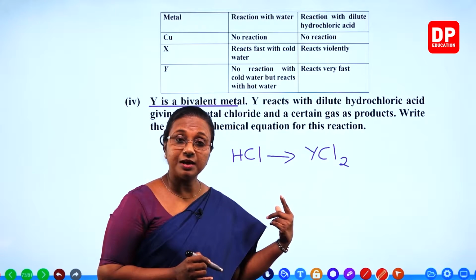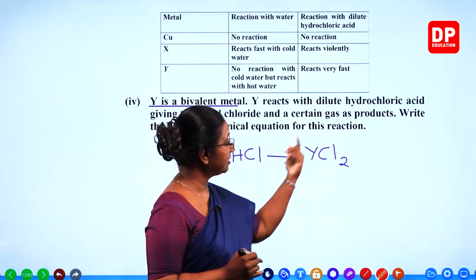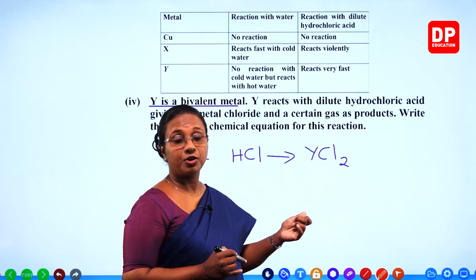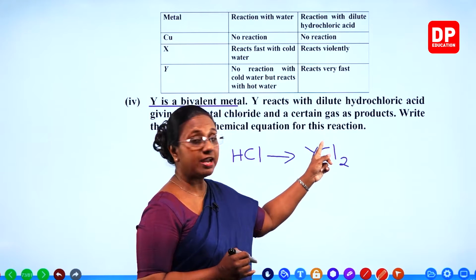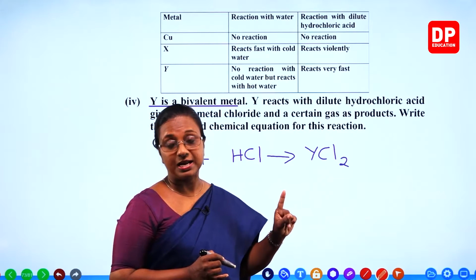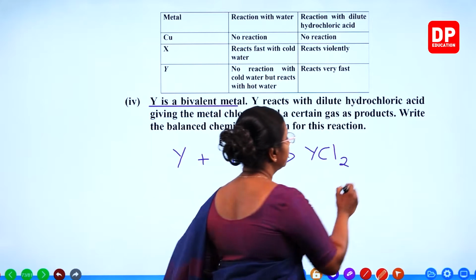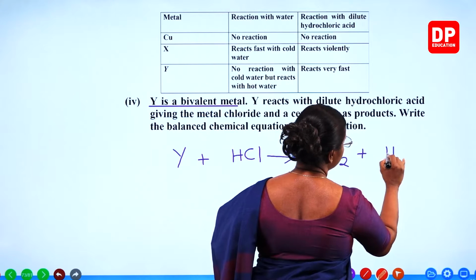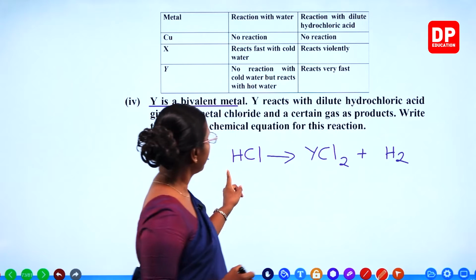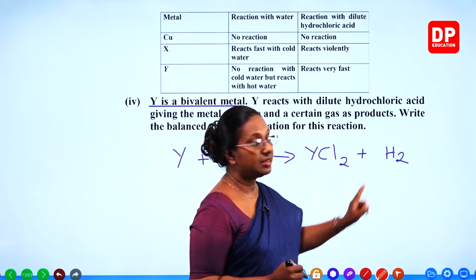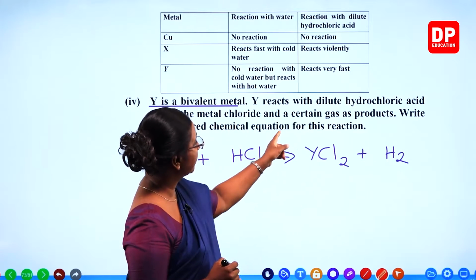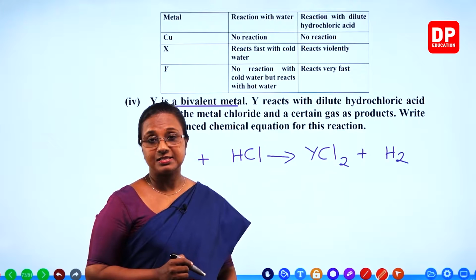And when writing the chemical formula, you write the metal first and non-metal after, or the cation first and then the anion. So Y will be Y2 plus, Cl will be minus. So YCl2 plus H2 gas. When Y displaces hydrogen from hydrochloric acid, it is released as hydrogen gas. That is what they have said, certain gas.